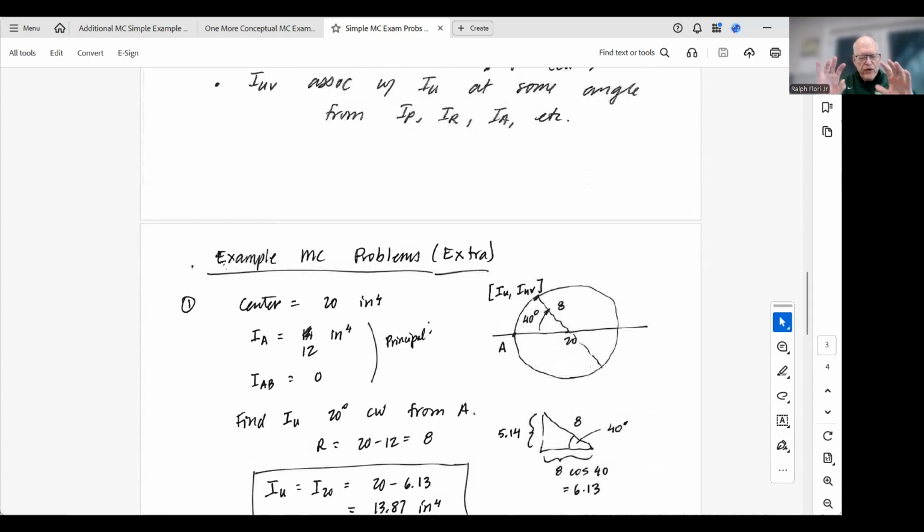So again, this is just more practice of these conceptual style Mohr circle problems. Keep reviewing this until you can read the problem, know what you're given, and find what you're asked to find.